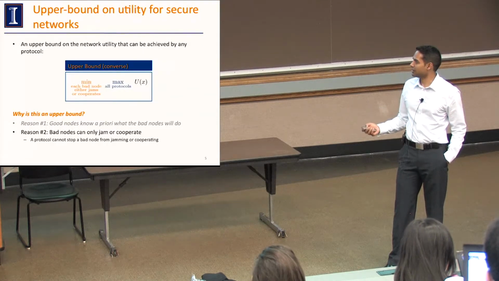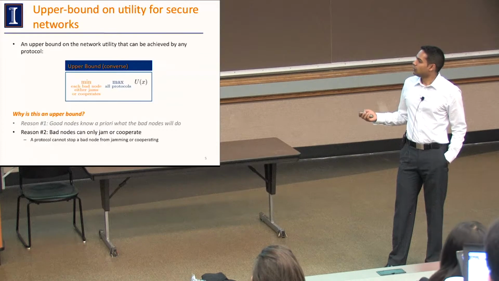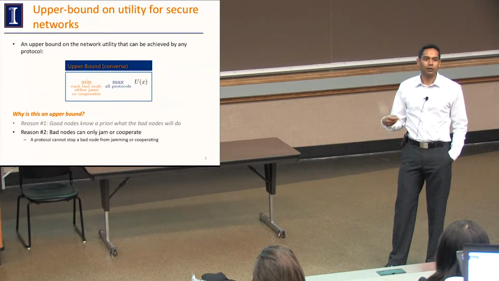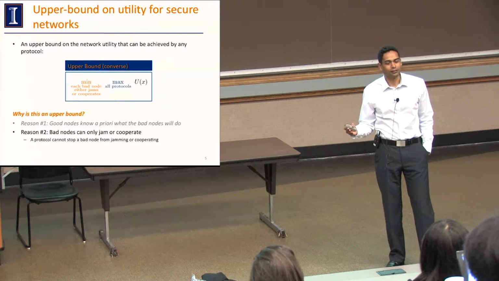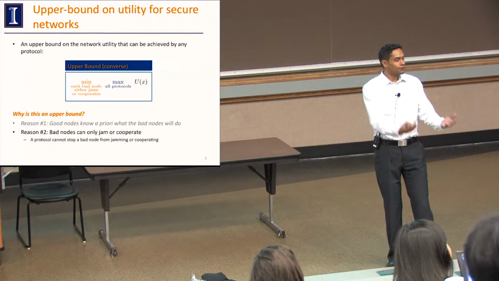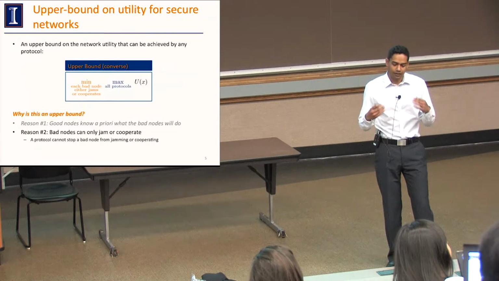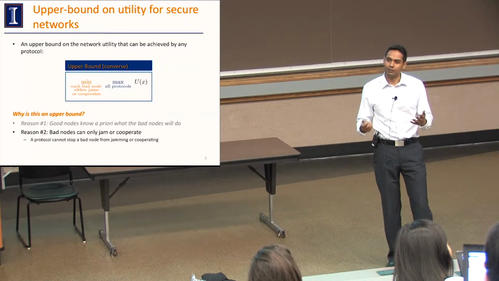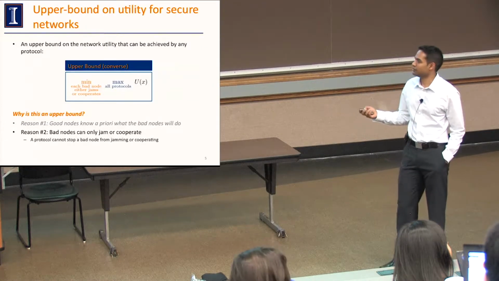So why is this an upper bound? Well, first of all, the good nodes in the network know a priori what everyone else is going to do. And in practice, this is not true. In practice, you announce the protocol first, and then if there are bad nodes in the network, they choose their action to minimize utility. So we have a reversal of the usual approach.